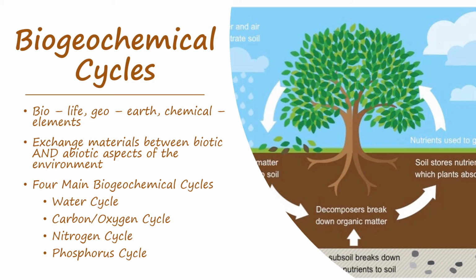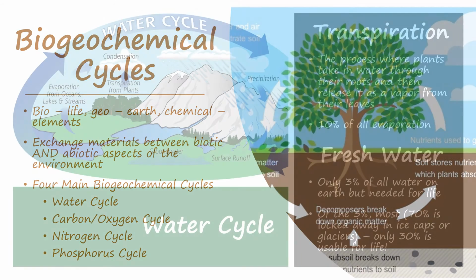So there's four main biogeochemical cycles. The first is the water cycle. The second is the carbon cycle, but oxygen is kind of tied into that a little bit. Then you have the nitrogen cycle, and finally the phosphorus cycle. We're going to go into these one by one now.